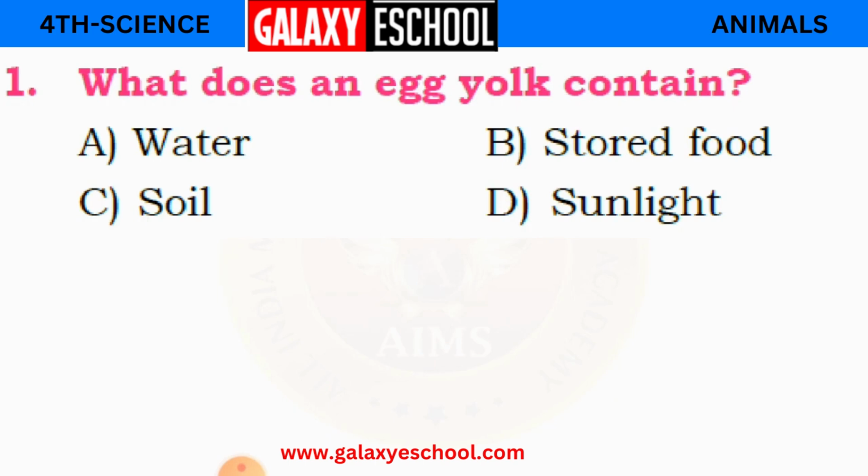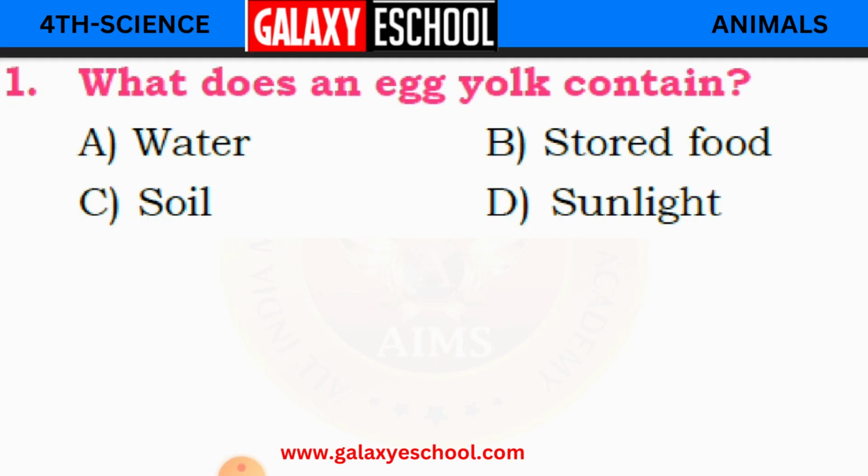And go with the answers. The first question here is, what does an egg yolk contain? So what is an egg yolk, children, which is yellow in color? What does it contain? Does it contain water, stored food, soil or sunlight? The answer is that it contains stored food, that is B option. It contains stored food.